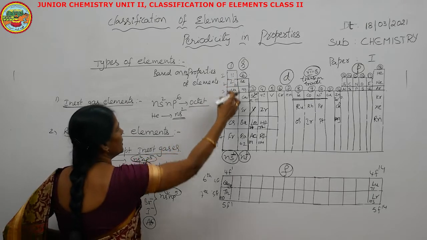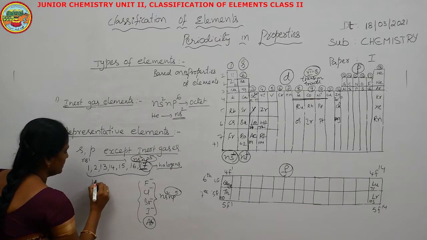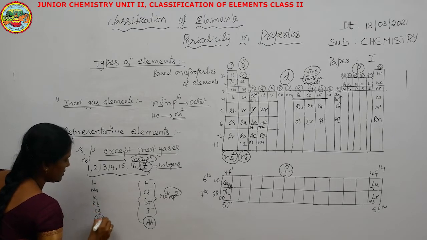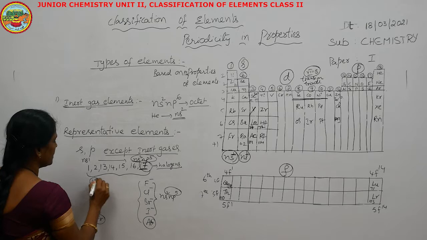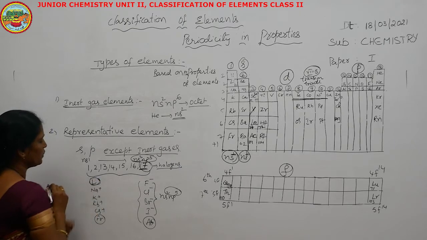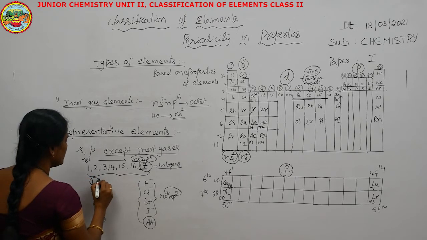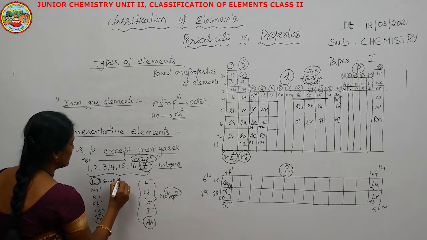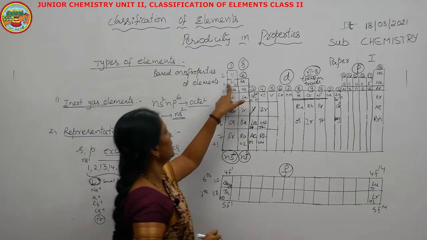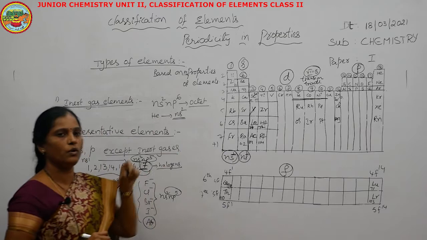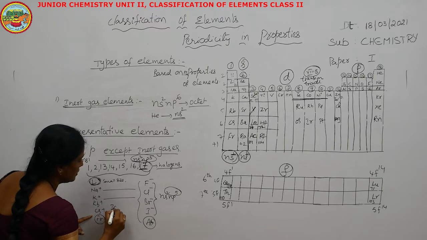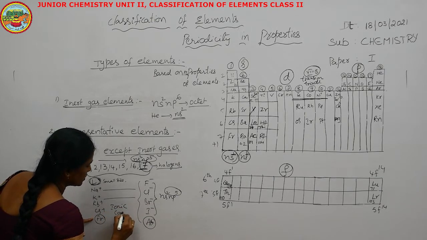And these first A group elements: lithium, sodium, potassium, rubidium, cesium, francium. It is a radioactive element. Except lithium, this also exists in plus oxidation state, but this is due to small size. It forms covalent compounds. See, lithium and beryllium, due to small size, they form covalent bonds, and all the remaining elements form ionic bonds with these halogens, ionic compounds.